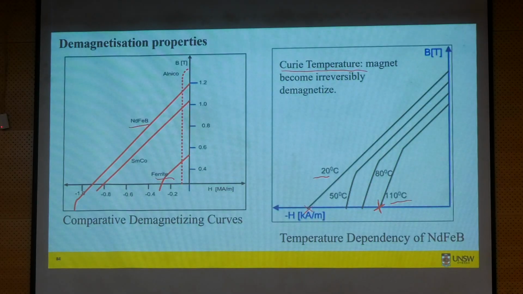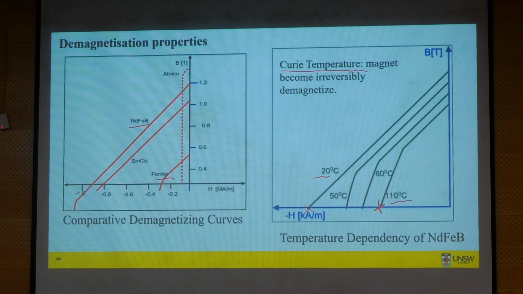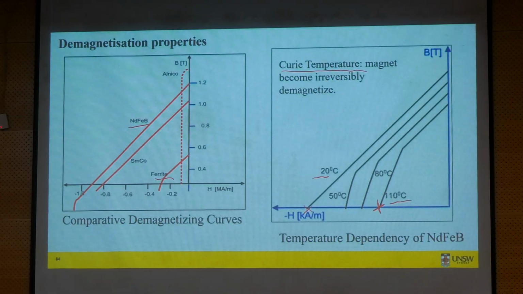Okay, so for the magnet grade, if you look at the data sheet of a neodymium iron boron magnet, they will have different grades, and the grades are mostly based on temperature. What is their allowed operating temperature? Okay.